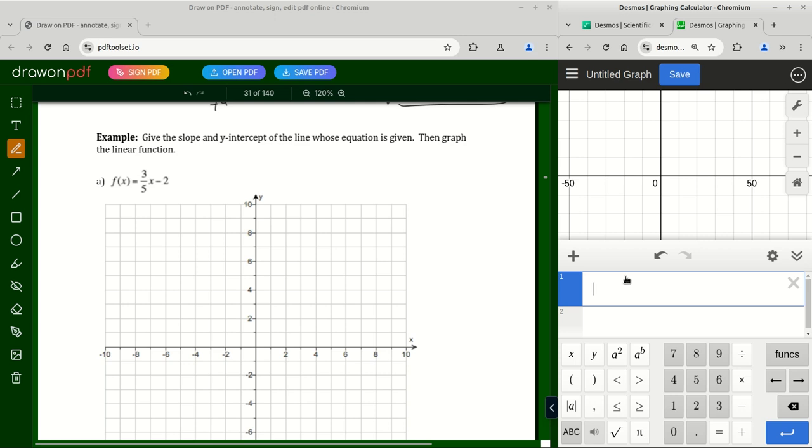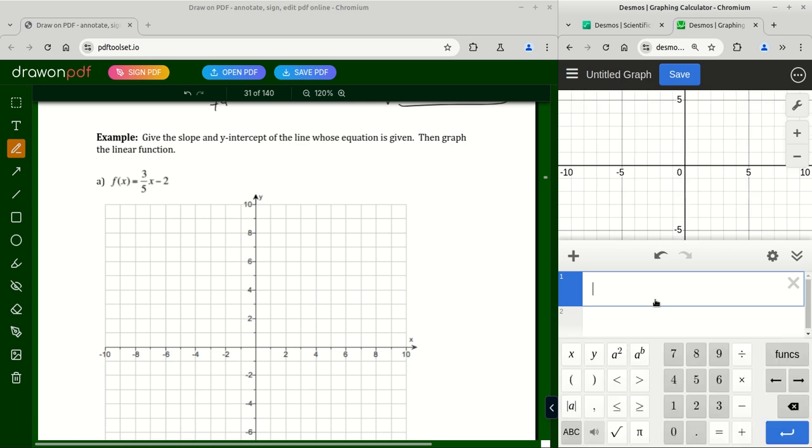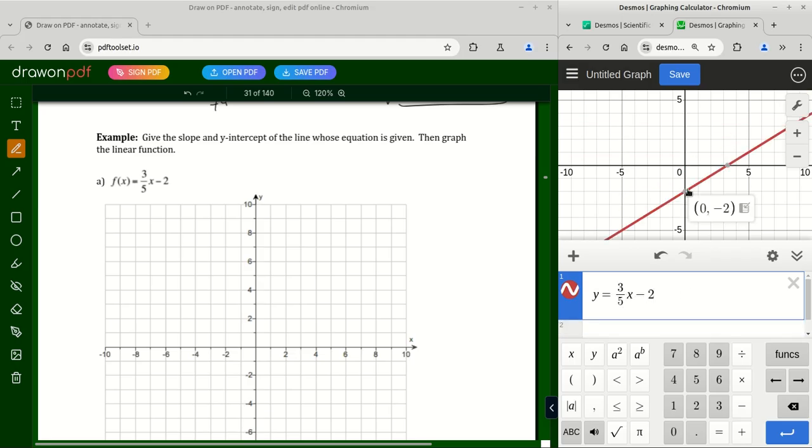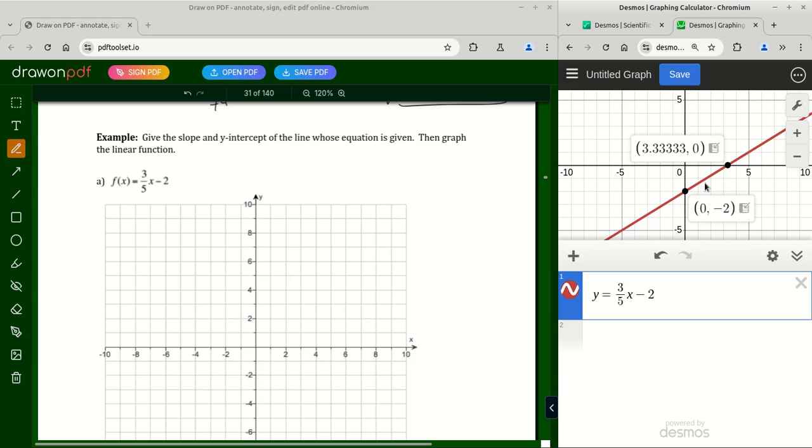So here we go. I'm going to go home, so it's going to look a little better, and I'm going to type that thing in. So I got y equals 3 over 5 x minus 2. I don't really like that point, but we got that point. It looks like a line. Yeah, it's totally wrong. So let's do this properly.